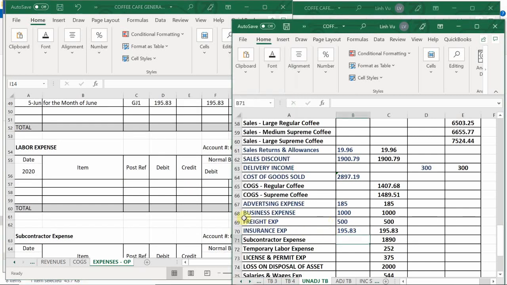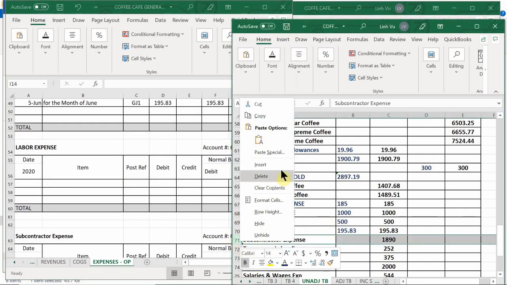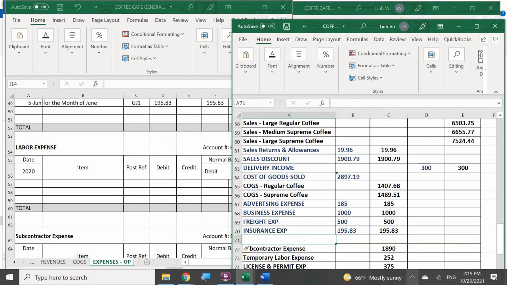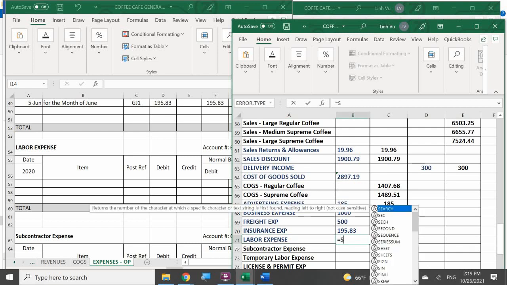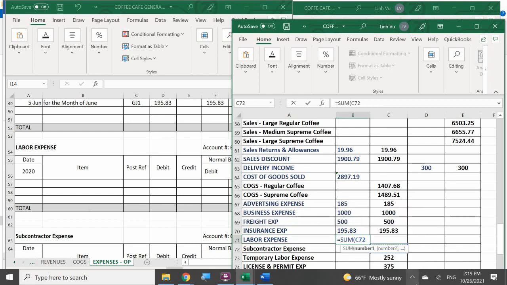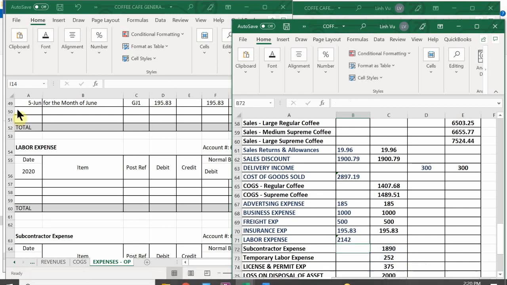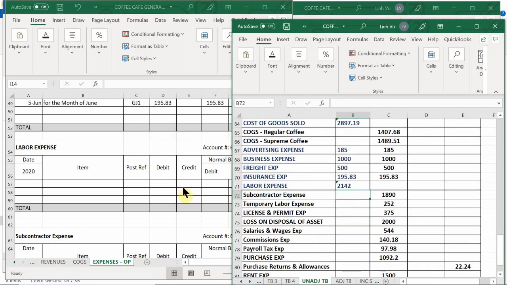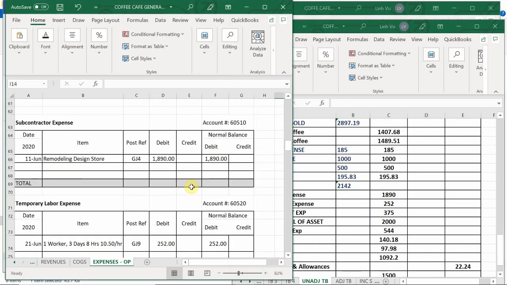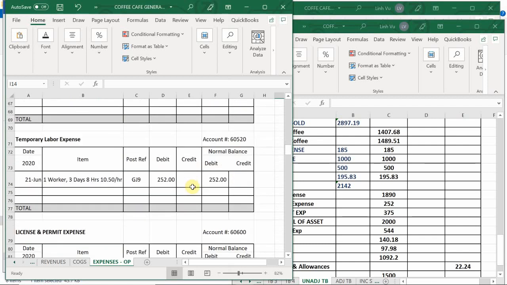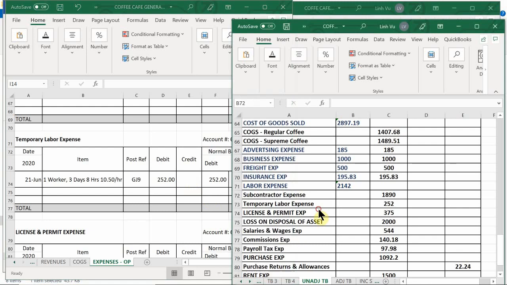What about my labor expense? In this case, labor expense is going to be a main account, and that's going to include my subcontractor and my temporary work. So let's take a look. How much was my subcontractor? 1,890. And then my temporary? 252. Okay, so that gives me a grand total of $2,142.